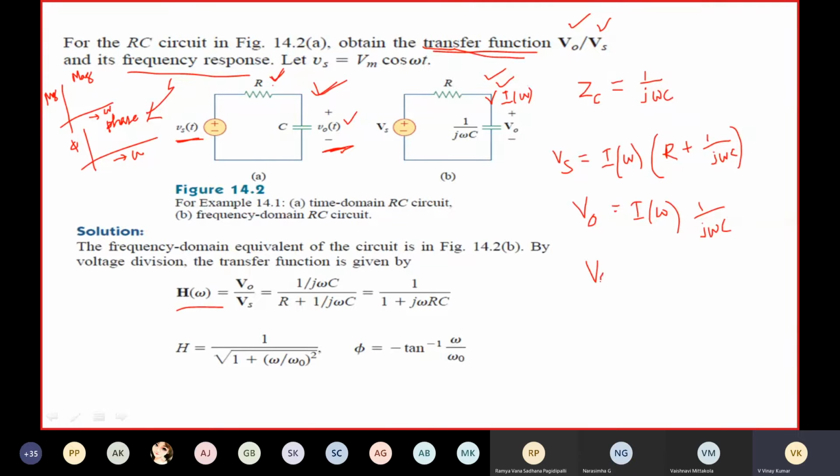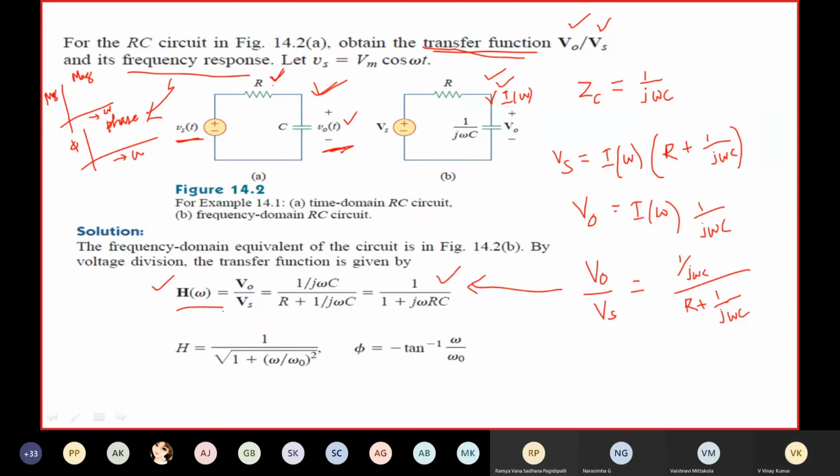So the ratio of V0 to Vs will be 1 by j omega C divided by R plus 1 by j omega C. Then the final transfer function: the numerator is multiplied by j omega C and the denominator is multiplied by j omega C, and finally you get 1 by 1 plus j omega RC. This is the transfer function.